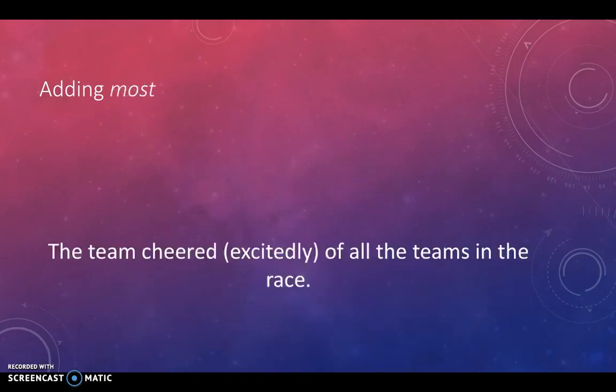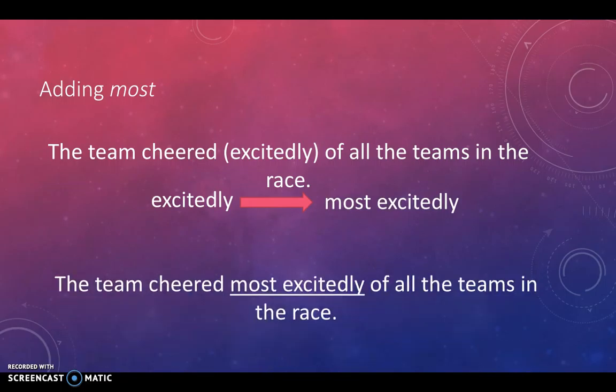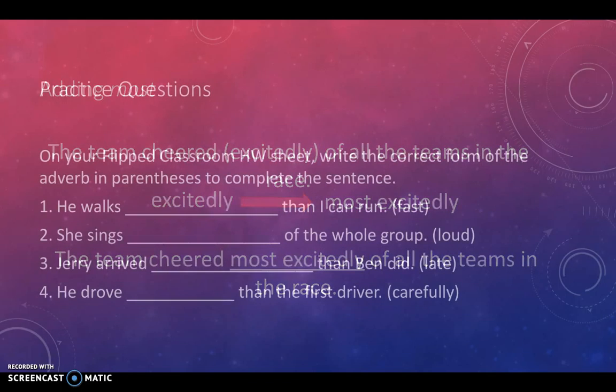When you need to add most: the team cheered excitedly of all the teams in the race. Excitedly is our adverb. So there are more than two teams in the race, so we need to add most to excitedly. So we take excitedly and we add the word most to form most excitedly. So the team cheered most excitedly of all the teams in the race.